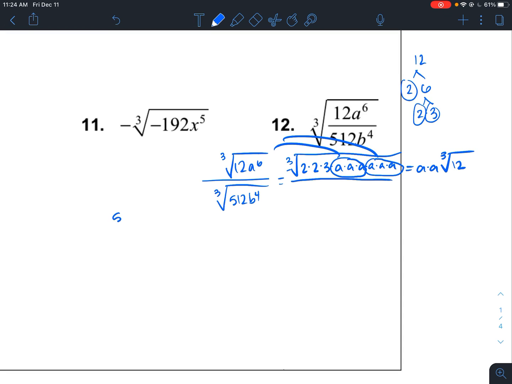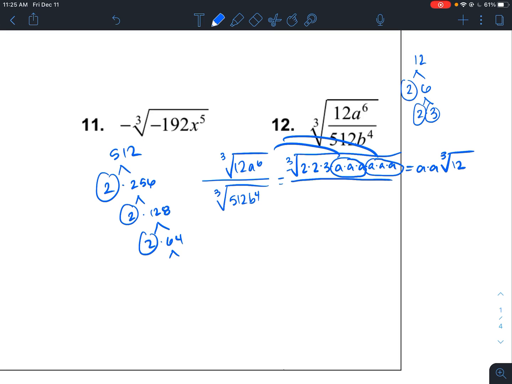So I have 512. For 512 in the denominator, I want to find the prime factors. I know that I can divide this by 2 because it ends in a 2, therefore it's divisible by 2. So 512 divided by 2 is 256. 256 can be divided by 2, so this could be 2 times 128. Again, remember that we're circling our prime factors. 128 divided by 2 is 64, so this is 2 times 64.